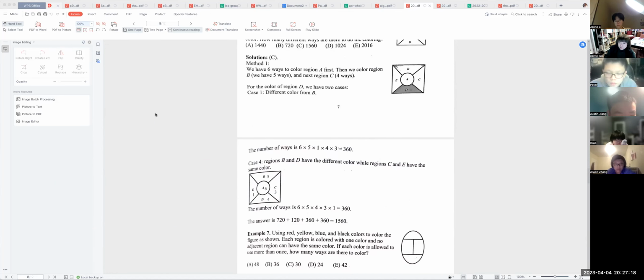Example 7. Let's take a look at example 7. Using red, yellow. 哎，这次又不一样了。你看这样子。Using red, yellow, blue, black color. So 4 different colors to color the figure as shown. Each region is colored with one color and no adjacent region can have the same color. If each color is allowed to use more than once, how many ways are there to color? Okay.